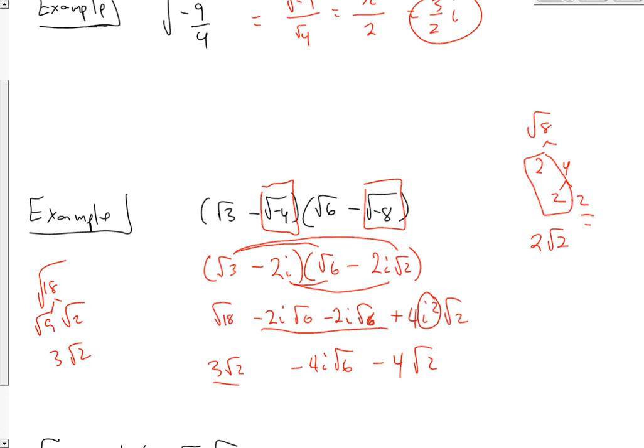Now I look at this and I still have like terms. I have 3 square root 2 minus 4 square root 2, which is negative 1 square root of 2, minus 4i times the square root of 6. And that would be my final answer. If you don't want to put the 1 there, you could just have negative square root of 2. That would be fine.